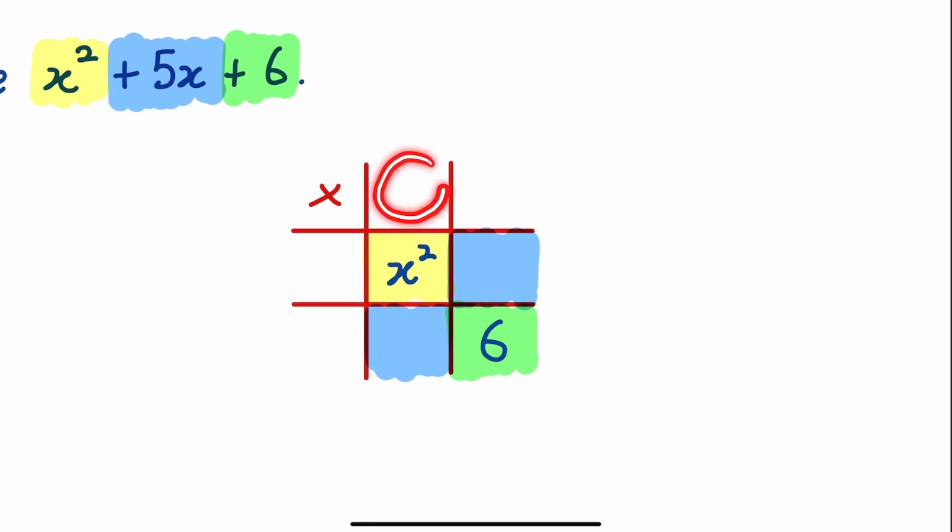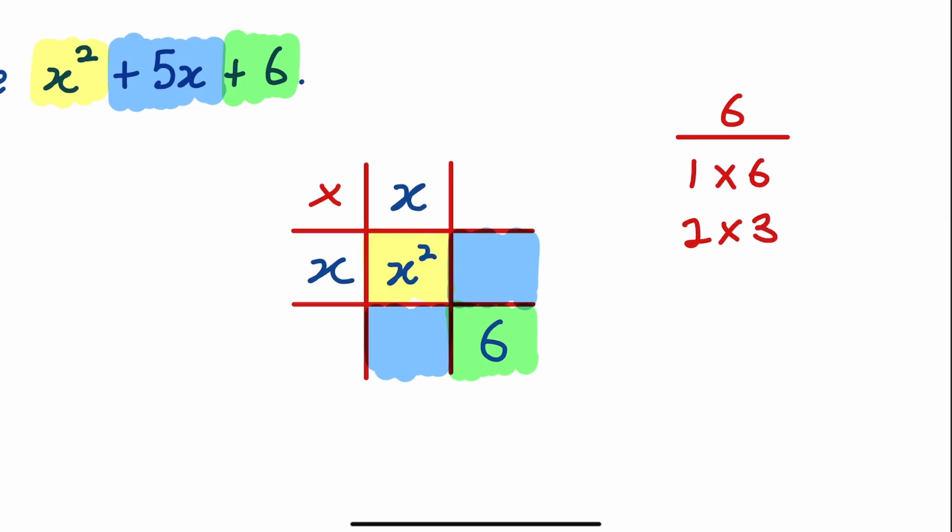Something times something must give me x squared, and you know that x squared is simply x times x. Now we need to figure out what are two factors of 6 that multiplied together will give me 6. So we can write this out at the side. I know that 6 is simply 1 times 6 and 2 times 3. So which factor do I use? Over here it comes to trial and error. We have to figure out which factor I can sub into this multiplication frame such that these two blue terms will add up to give me 5x.